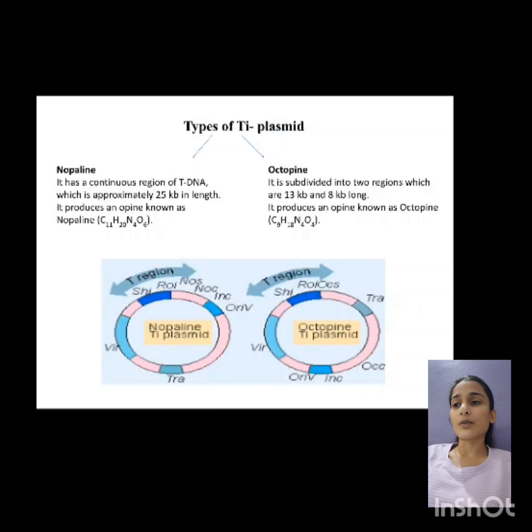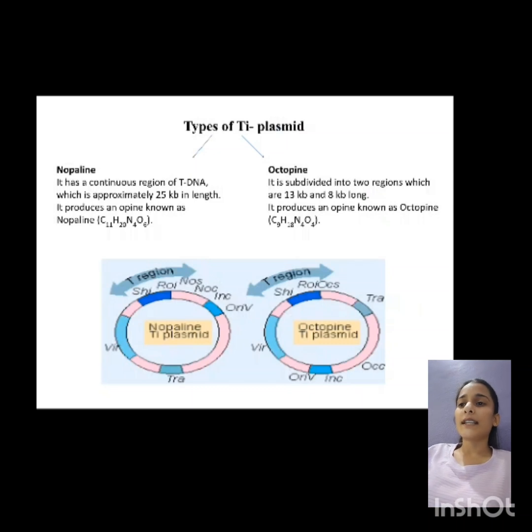तो जो नोपालाइन होता है वो 25 kb लेंथ का कंटिन्यूस होता है, लेकिन ऑक्टोपाइन के टू रीजन्स होते हैं. एक 13 kb का होता है, एक 8 kb लॉन्ग होता है. And I have shown this thing along with the diagram also. Both are similar, just the difference is that the opine formations are different. Okay, so this is how it's generally divided into two types of plasmid carrying different opines or forming different opines.